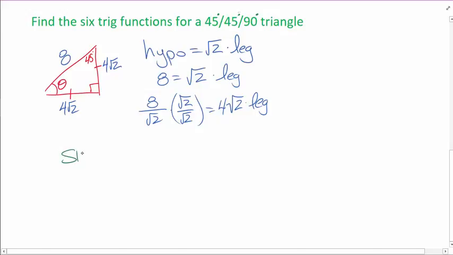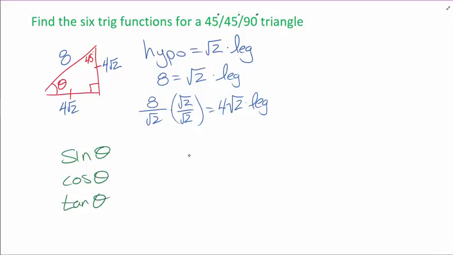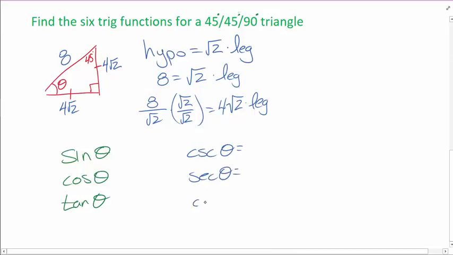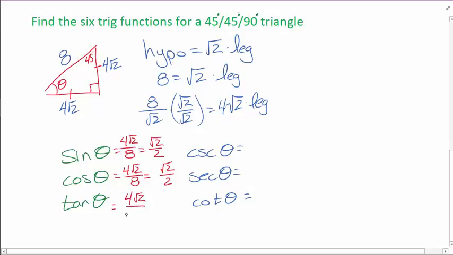Now we're going to come down and we're going to find the sine of theta, the cosine of theta, the tangent of theta. We're also going to find their reciprocals, which will be the cosecant of theta, the secant of theta, and the cotangent of theta. So for me, the sine of theta will be the opposite, which is 4√2 over 8, which will simplify to be √2 over 2. The cosine will be the other 4√2, the adjacent, 4√2 over 8, which will simplify to be √2 over 2. The tangent will be the opposite over the adjacent, which will simplify to be 1.